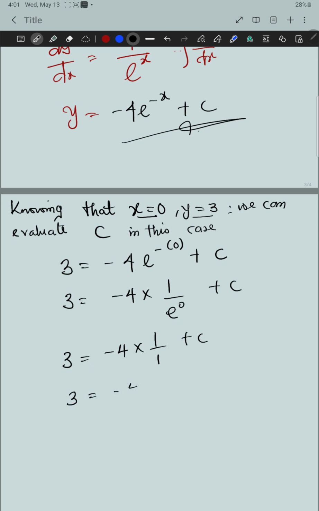So we have 3 is equal to minus 4 times 1 plus c. 3 is equal to minus 4 plus c. So we take this to the other side. 3 plus 4 is equal to c. That's 7.